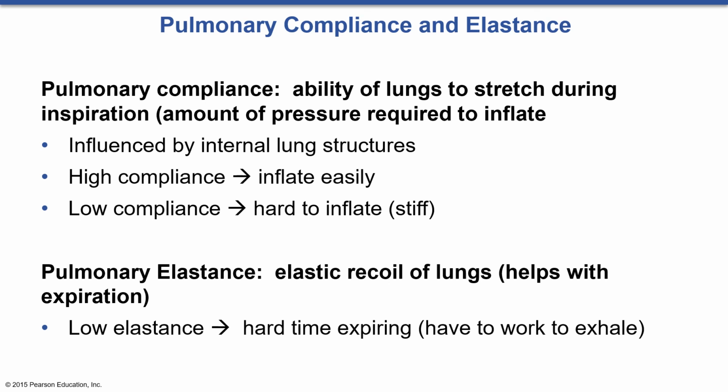On the back side of the coin, we have pulmonary elastance. This is going to be the ability of the lungs to actually recoil and retain its original shape. This is going to be very important with regards to expiration or breathing out. If we have a very low elastance, we have a hard time expiring. So we're not going to be able to actually exhale as easily by just relaxing. We have to forcefully exhale every time.